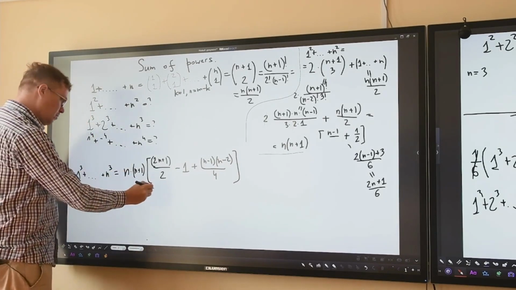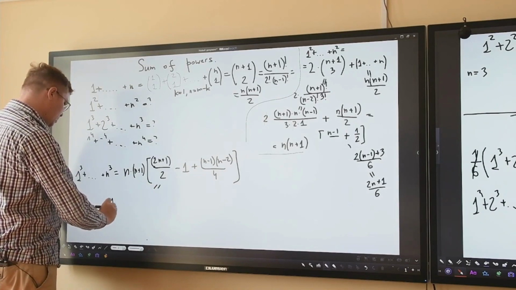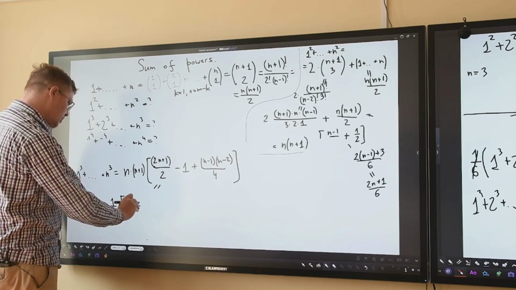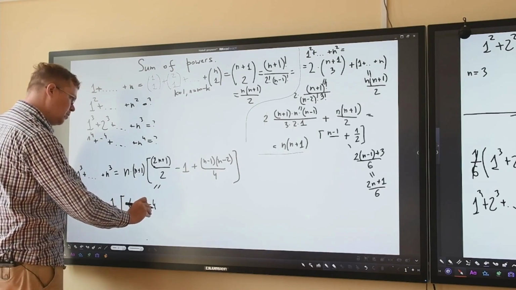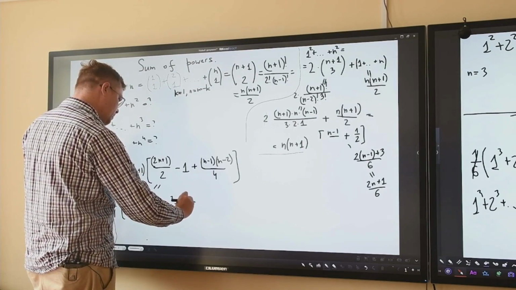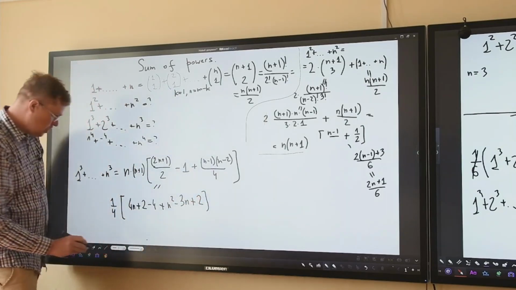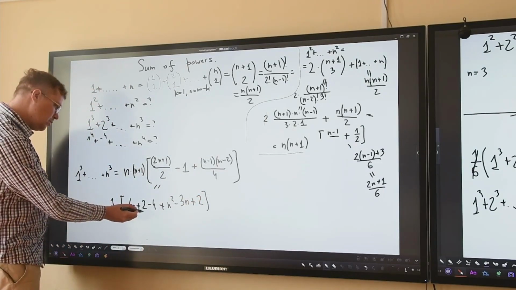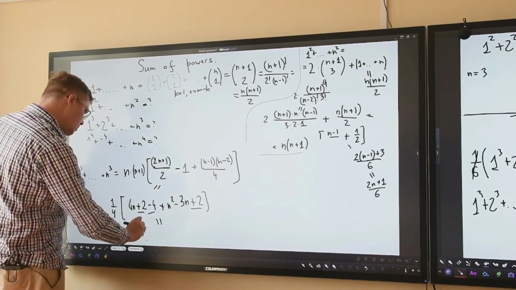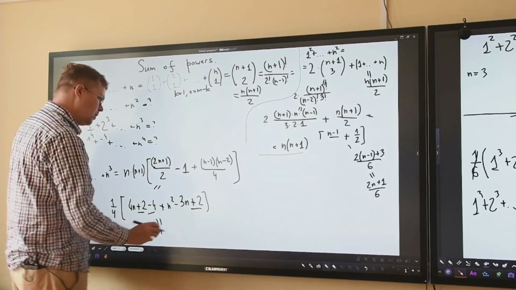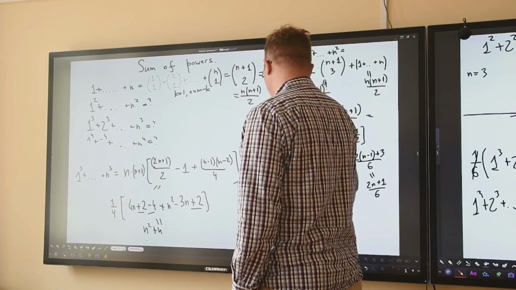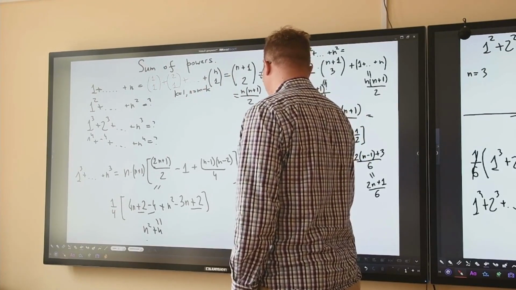So I can multiply it all by 4. This will be 4n plus 2 minus 4 plus n squared minus 3n plus 2. And here these terms cancel. And here I'll have n squared plus n. So totally it will be (n plus 1) squared divided by 4.